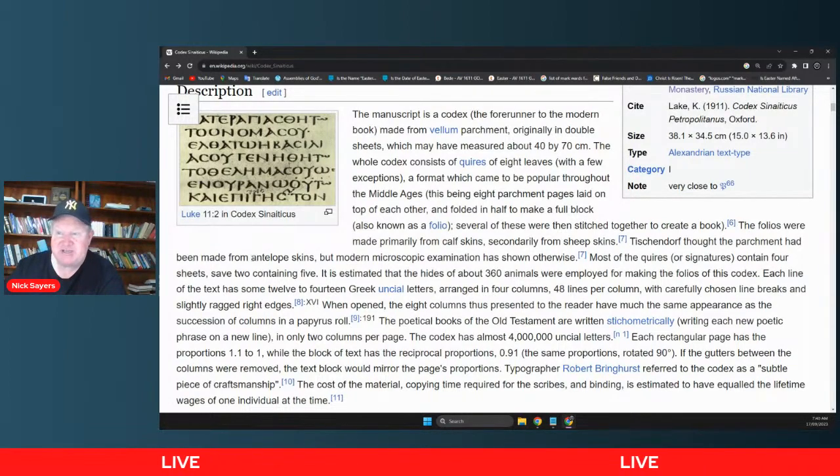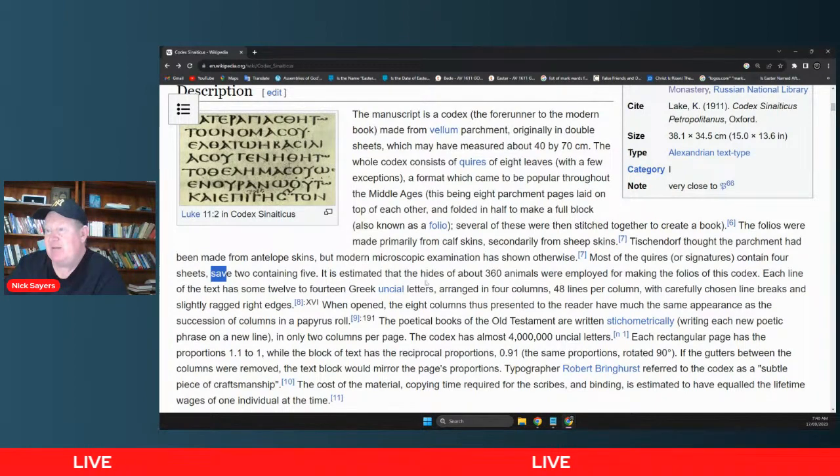I don't know why they just don't test these skins, but most of the quires or signatures contain 4 sheets, save 2 containing 5. That's an old way of writing it. It looks like someone might have copied and pasted it from some article. Usually we wouldn't use the word save. It would say that in an old document like the King James, but we would use the word except: except 2 containing 5.